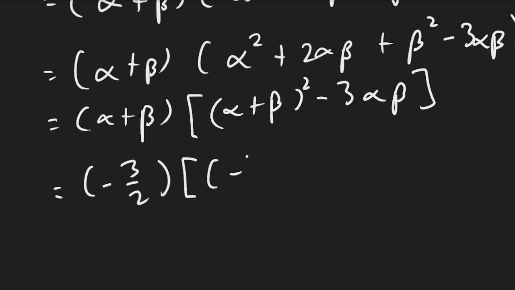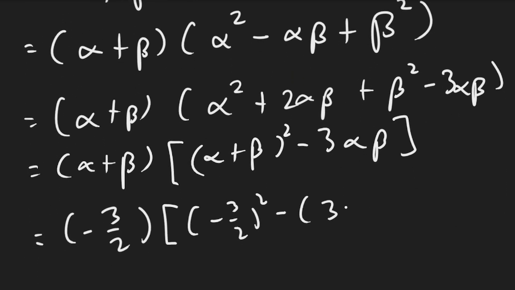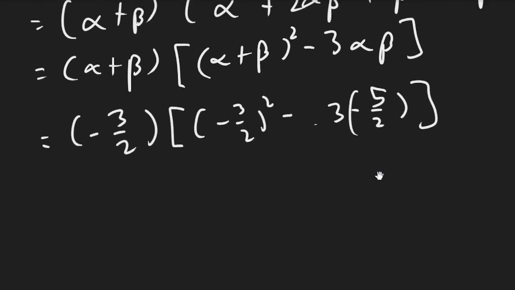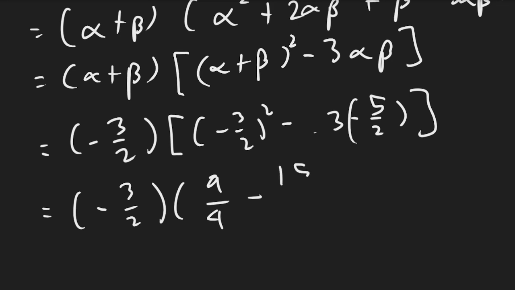So we put negative 3 over 2 here, not 3 over a, my bad. Times negative 3 over 2 squared minus, in bracket, 3 times alpha beta, which is negative 5 over 2. So negative 3 over 2 stays the same, times negative 3 over 2 squared, which is 9 over 4, minus this is 15, actually plus 15 over 2.